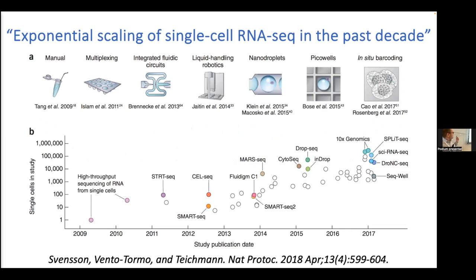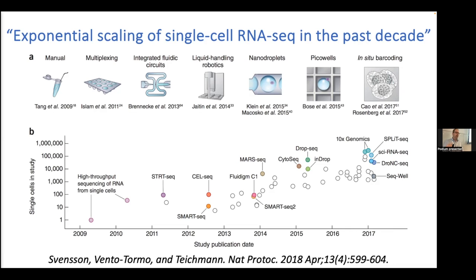I put this also in quotes because it's also a bit of an understatement. On the y-axis is number of cells, and the x-axis is time. And it really is an exponential scaling of single cell. So it used to be literally a single cell in an Eppendorf tube, then it was in a plate, then there were microfluidic devices, then there were robotics that let you profile hundreds of plates simultaneously.